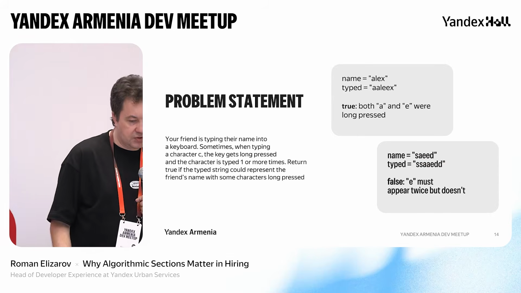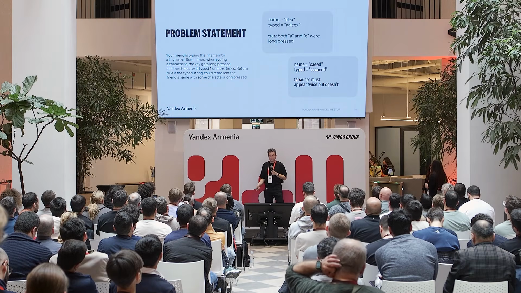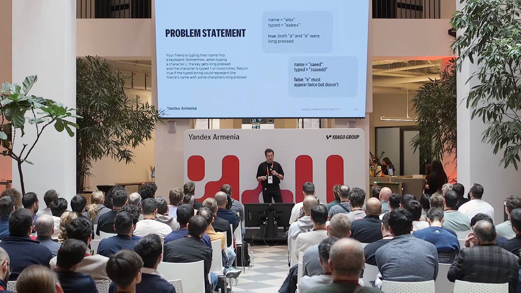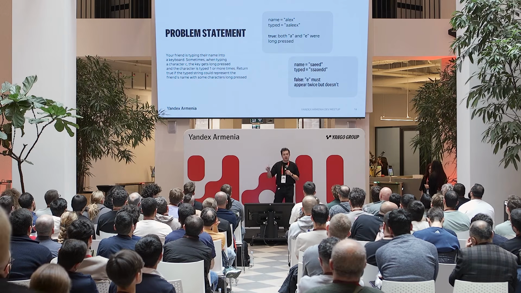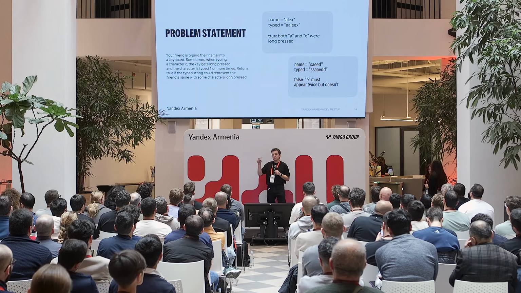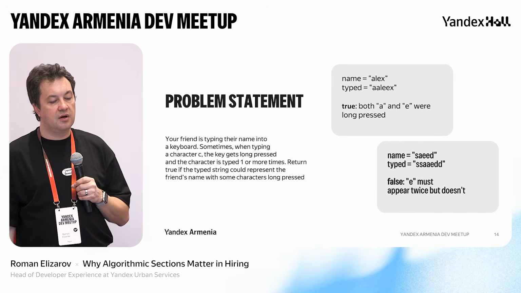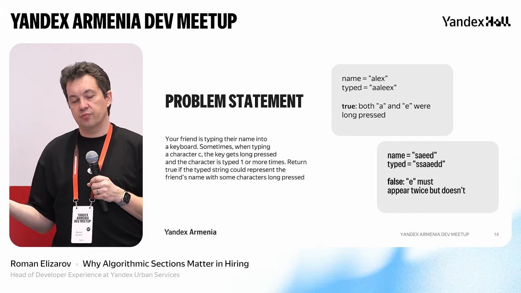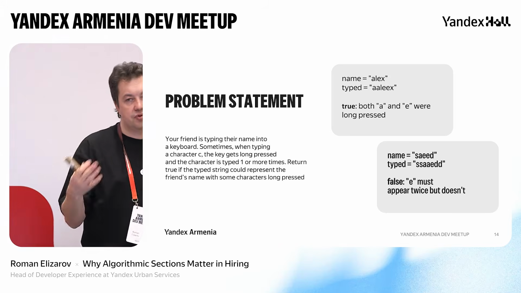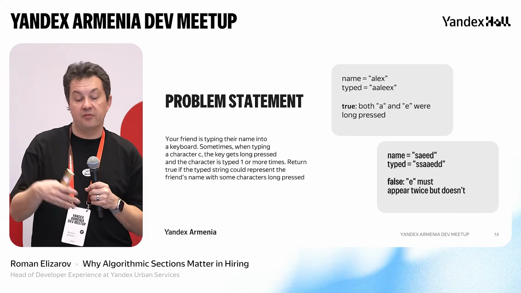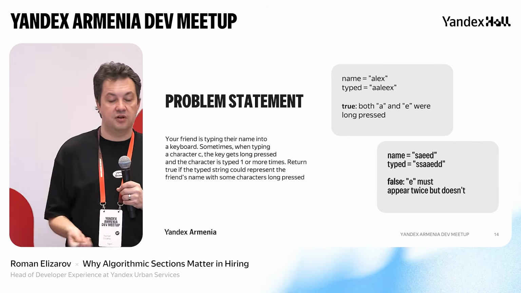So let's take the problem. The problem statement is this. Your friend is typing their name into a keyboard. And sometimes when typing a character, the key gets long pressed. So instead of once, the key gets pressed several times. And you have to write a function with two parameters that takes a name and what was typed, and returns true if it could have been typed this way by long pressing some letters, or false if not.